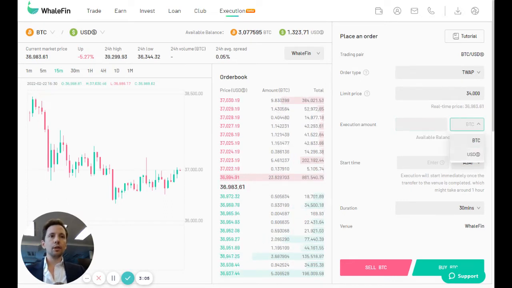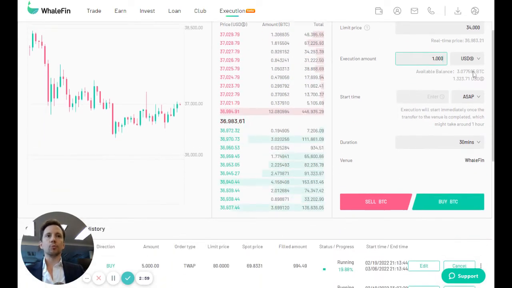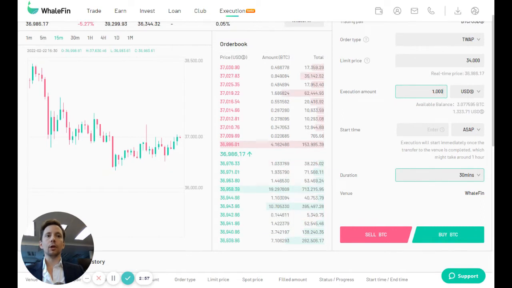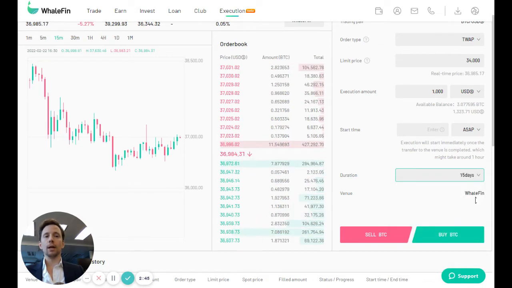And then you choose the execution amount. Let's say you just want to buy 1,000 US dollar. Start time as soon as possible because you've put a limit price here anyway. And then the duration, which is over what period of time you're going to be averaging in. And you can see you can go as little as minutes to hours and even days. And I actually like long term algo. So let's take 15 days, so 2 weeks.